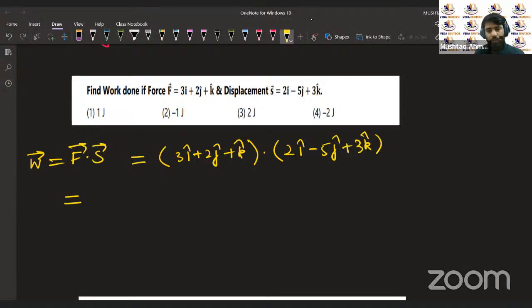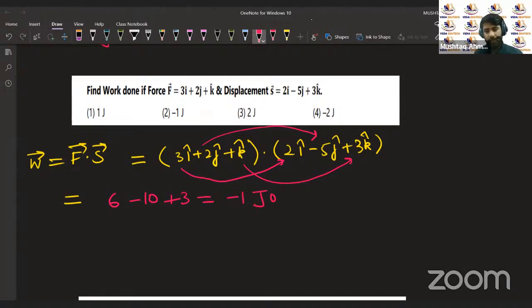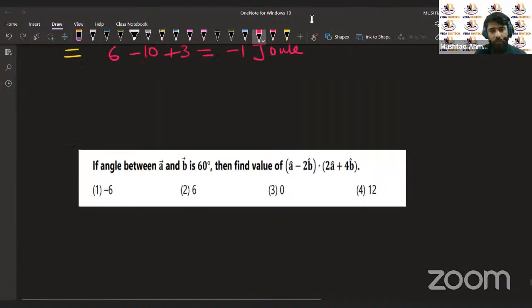So 3 into 2 will be 6, 2 into minus 5 is going to be minus 10, and 1 into 3 is going to be 3. So 9 minus 10 will be minus 1 joule. So the work done here is negative. You can see clearly the work done here is negative. So minus 1 joule will be the correct answer for this question. So let's move on to the next question.